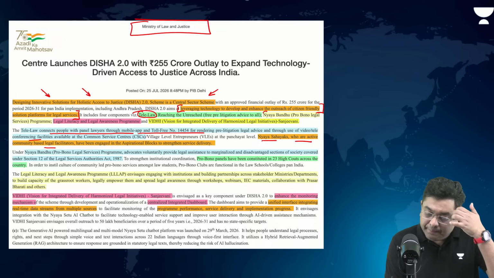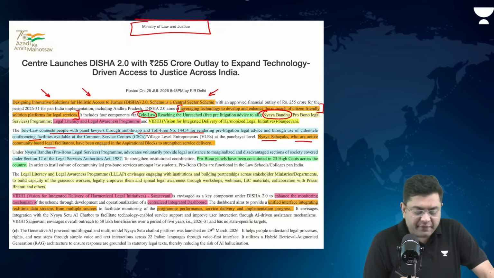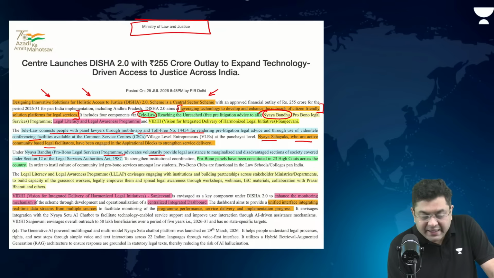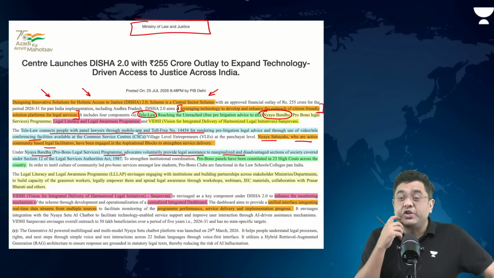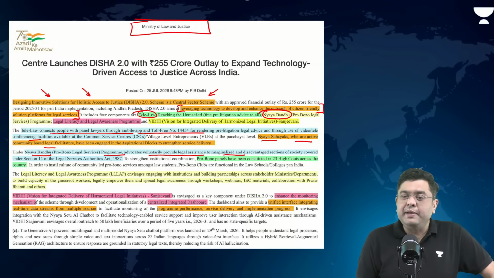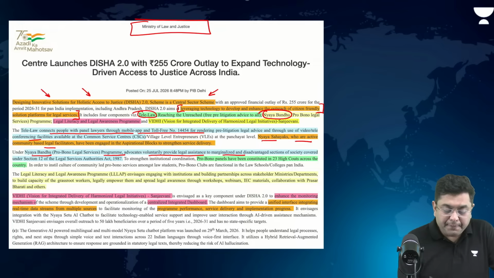Then you have Nyay Bandhu, pro bono, free of cost, social benefit, legal aspect. Pro bono programs, Nyay Bandhu programs, voluntarily providing legal assistance to marginalized and disadvantaged sections of society. Now, pro bono panels have been already constituted in 23 high courts of the country.